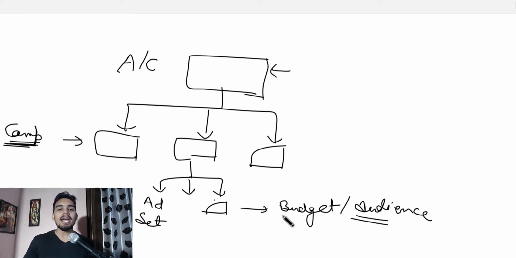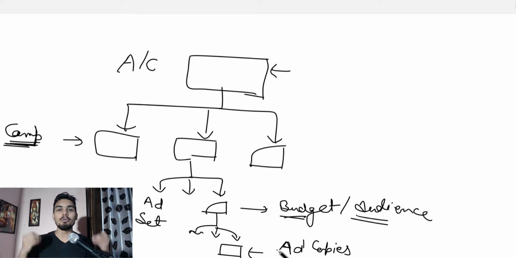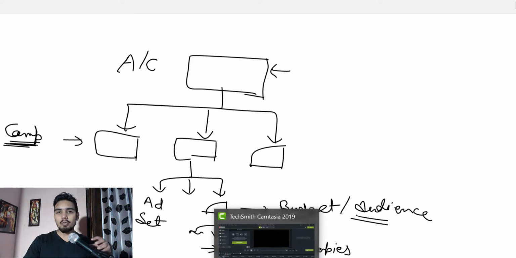At ad set level you are also selecting your budget. Maybe you want to spend 1000 rupees, or if you are watching from outside India, $100. Let's say $100 every single day you want to spend. That is a budget. Under the ad set there are different ads. Here you can select your ad copy, and you can also consider creating images or videos or your message. Inside this ad you will actually be working on it.